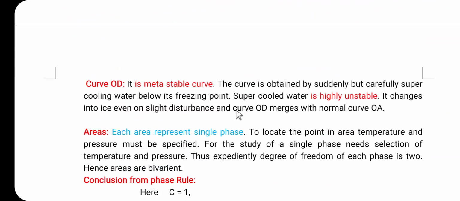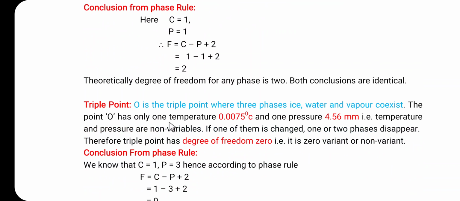So here, let us find out the degree of freedom for the triple point. O is the triple point where the three phases are in equilibrium. The point O has only one temperature, 0.0075 degrees Celsius, and the pressure 4.58 millimeter. So the temperature and pressure are non-variable; these are fixed values. At this temperature and pressure, there is an equilibrium between the three phases. If either pressure or temperature is changed, one or two phases disappear. Therefore, the triple point has degree of freedom 0.